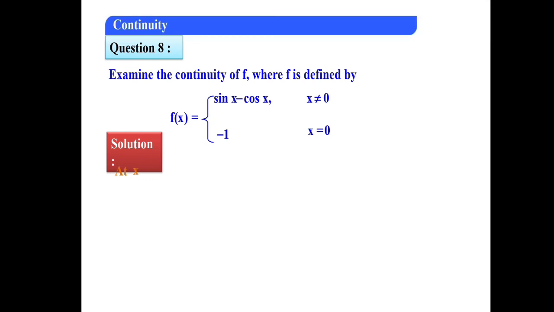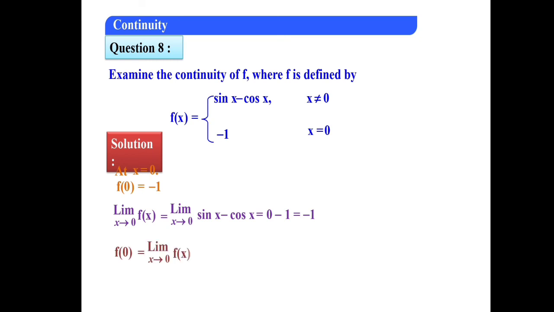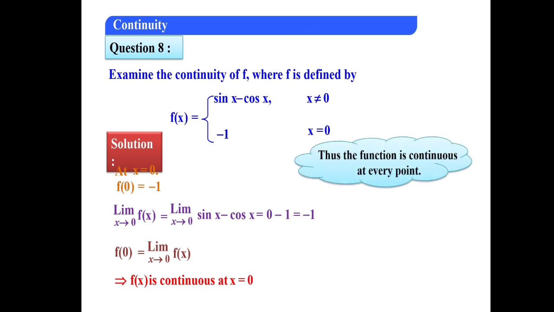Limit at x equal to 0: f of 0 becomes minus 1, and the limit as x tends to 0 is also minus 1, and so both are equal. Therefore f of x is continuous at x equal to 0. So from this we can say the function is continuous at every point.